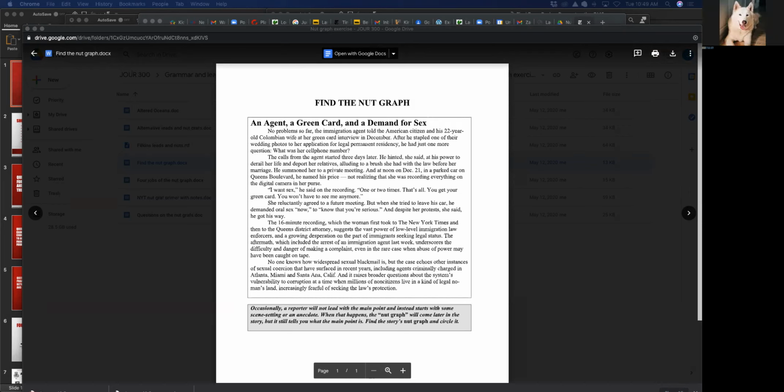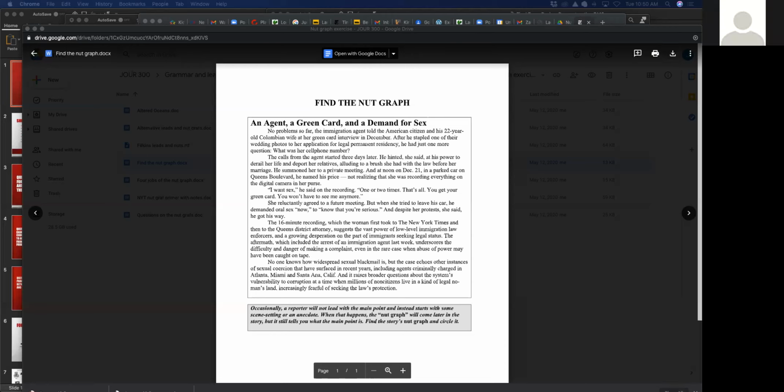Is it where it says the 16-minute recording? Yes. How many of the rest of you? I wasn't sure. I was going to say that too, because that's where it seems like they're actually starting to tell the story, like where it begins explaining. But since it was towards the end, I wasn't sure if they can do that or not. Right. So let's look at a couple more examples, if I can pull them up on here.